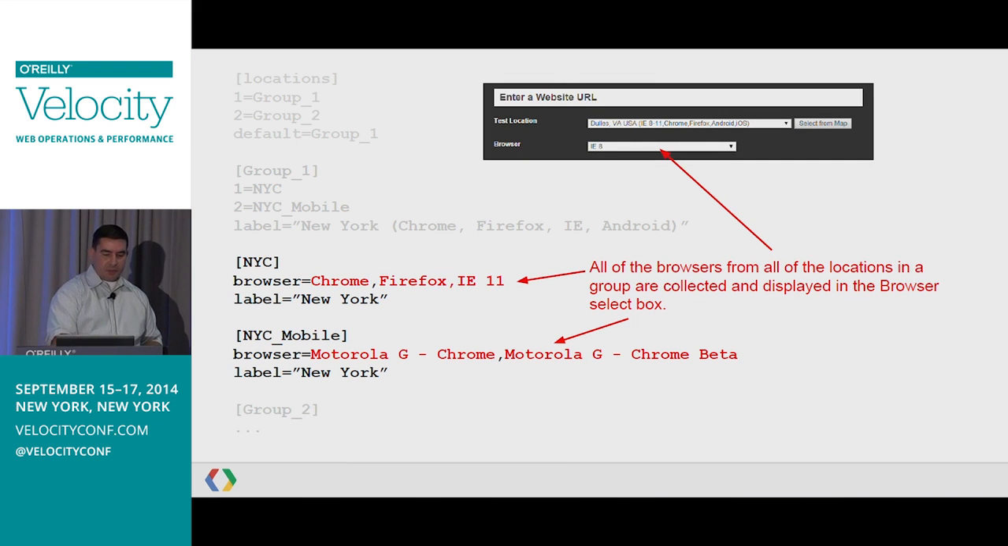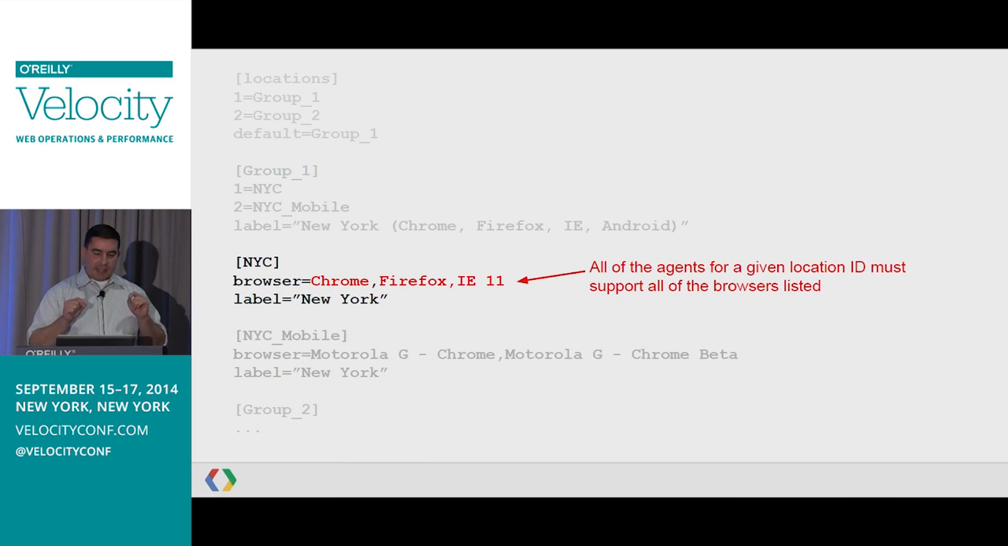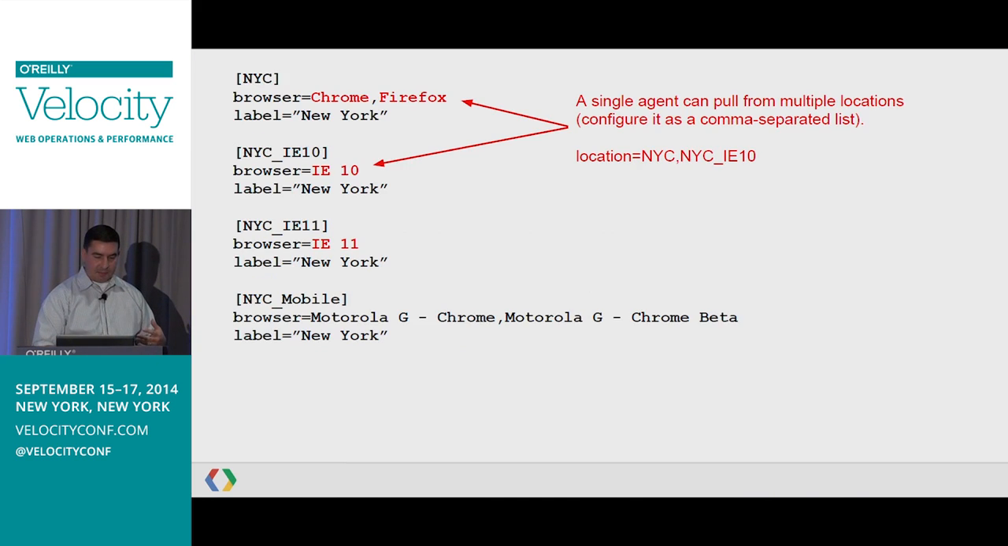And those browsers listed, when you aggregate all of the locations in the same group, is what shows up in the browser dropdown for the users. And it's really important. As far as the UI is concerned, every agent that connects to the NYC location supports all of the browsers in the list: Chrome, Firefox, and IE11. Because when the agent asks for work, it just asks for it based on the ID, and the job that's given to it tells it what browser it's going to run. So if the agent can't support one of the browsers, it's going to report an error back and not give any test results.